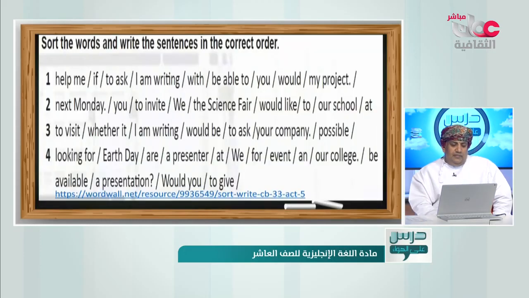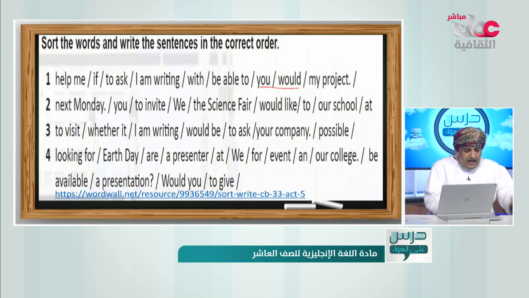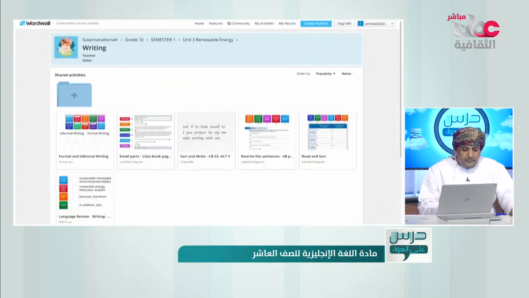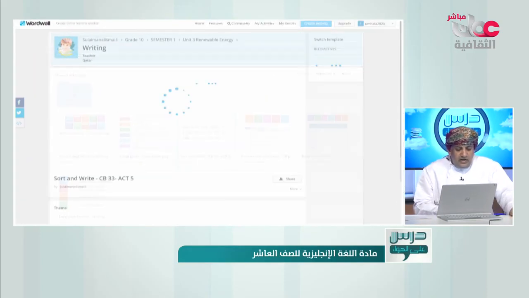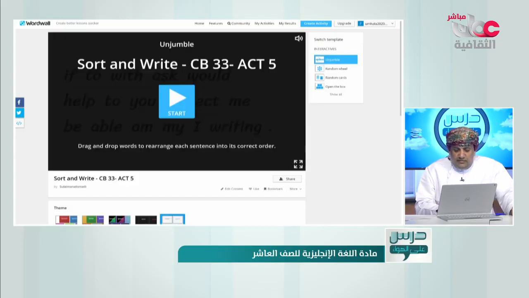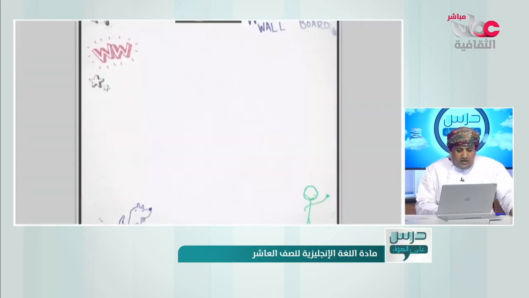Now, let's play a game here. We want to sort the words and write the sentence in the correct order. Help me, to ask, I am writing, with, be able to, with my project. Now we are going to put this sentence in order.